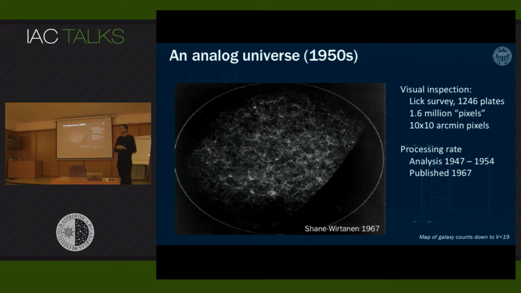What they did was they, by hand, measured the galaxies down to about 19th magnitude, and then binned them, also by hand, into something like 1.6 million pixels. This is 10 arc-minutes by 10 arc-minutes pixels. The processing rate was such that the analysis took from 1947 to 1954, and actually the final catalog was published only in 67. So it took a while. 1.6 million pixels.